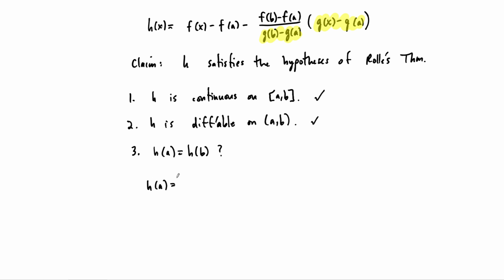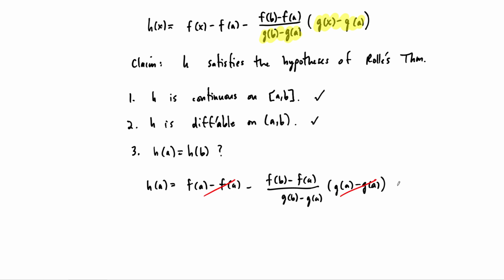h of a: just plug in, remember, everything's a constant except for x in this formula, right? So this is f of a minus f of a minus f of b minus f of a over g of b minus g of a times g of a minus g of a. And look what happens, right? So what are we going to have? When we plug in a, these cancel, doesn't matter what this is. This is 0. All right.